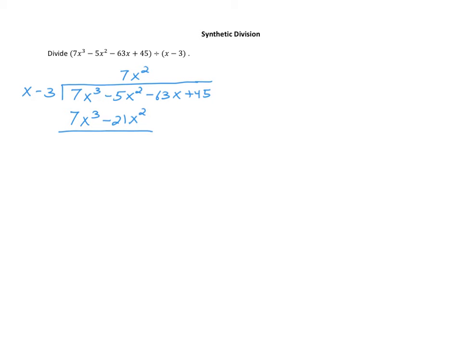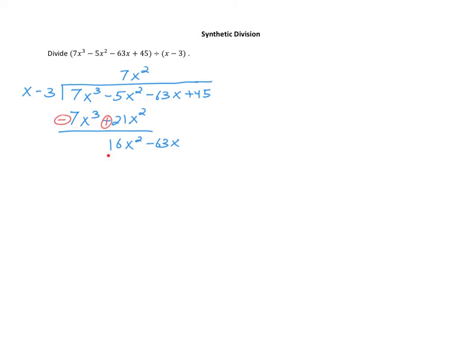In the division algorithm, we actually have to subtract this away from these two terms, and I indicated that by changing the sign on these two terms. This really is going to be a negative 7x cubed, and this is a positive 21x squared. These cancel to 0. I won't write it. Here, negative 5 plus 21 is positive 16x squared. To continue in the process, you would bring down the negative 63x and repeat.